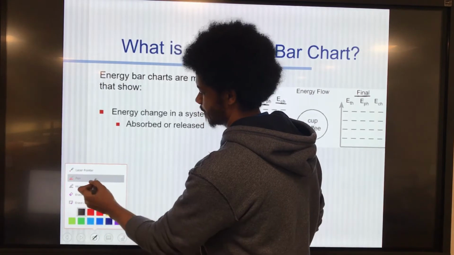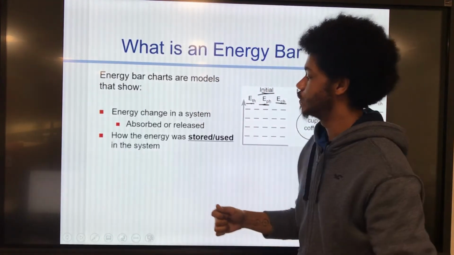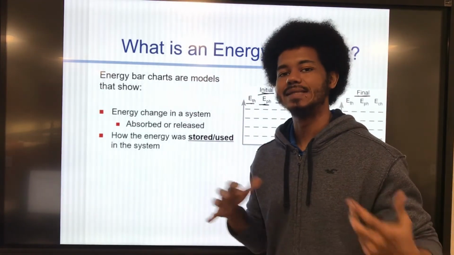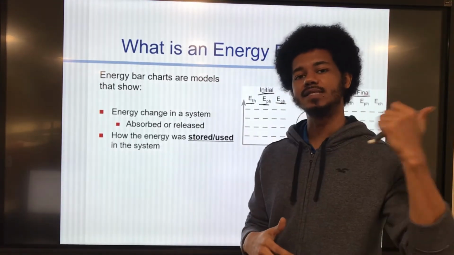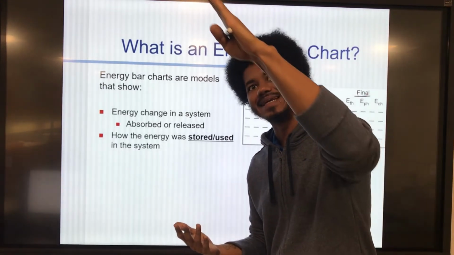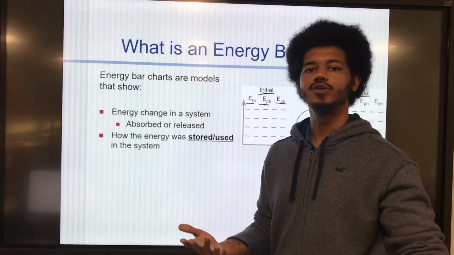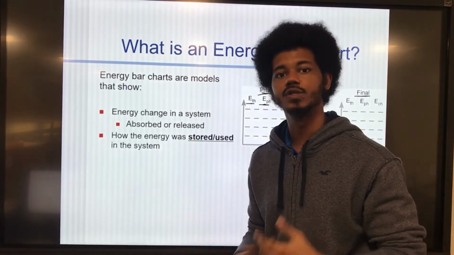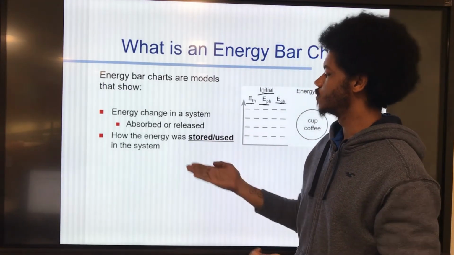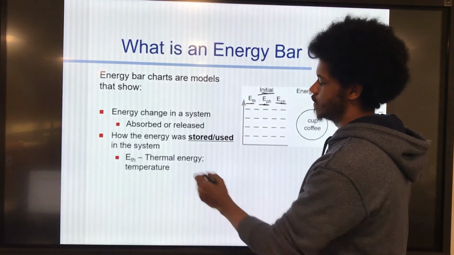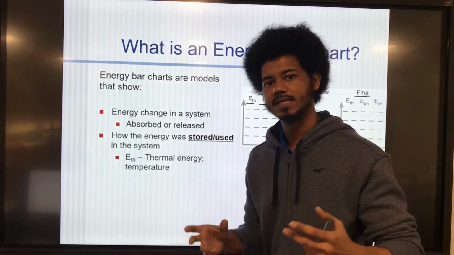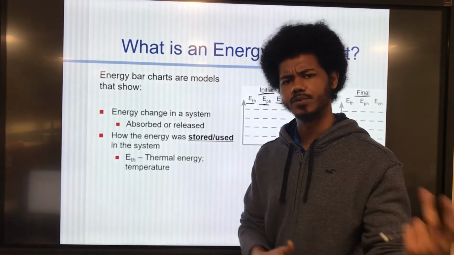In an energy bar chart, we also get to see how the energy was stored or used in the system. Again, going back to the heat curve, those points on the graph where we have a steady increasing line, we know that the energy is being used to increase the temperature, to increase particle movement, right? But here, we're also going to be able to see the thermal energy. So we'll be able to see the temperature. We'll be able to represent whether the temperature went up or went down.